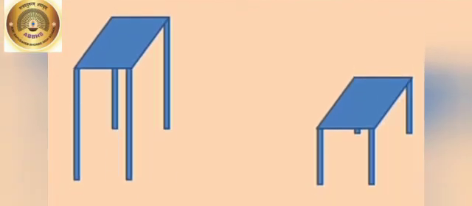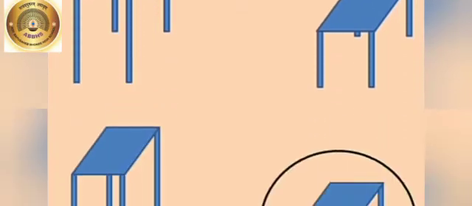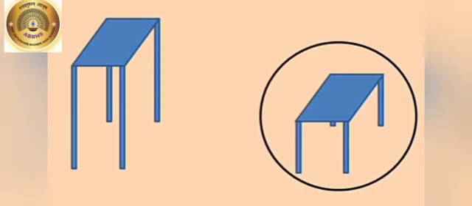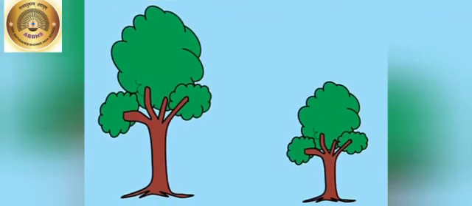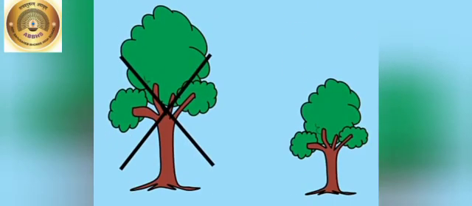Now let us circle the short desk. So which is the short desk over here? This or this? Yes, this is a short desk. So we will circle the short desk. Now cross the tall tree here. Which is the tall tree? Yes, this is the tall tree.